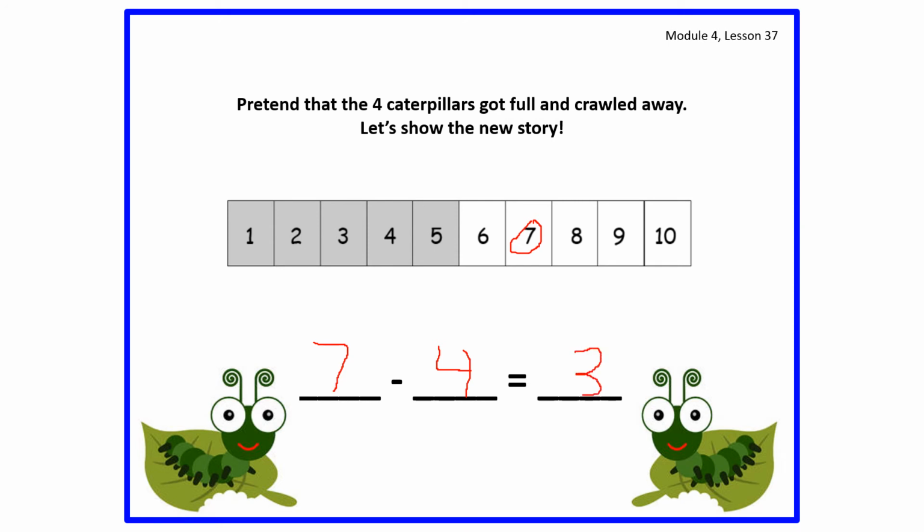So now let's check on the number path. We have 7, we're going to go down 4, right? Because 4 were full and crawled away. 1, 2, 3, 4. How many do we have left? 3, that's right, good job.